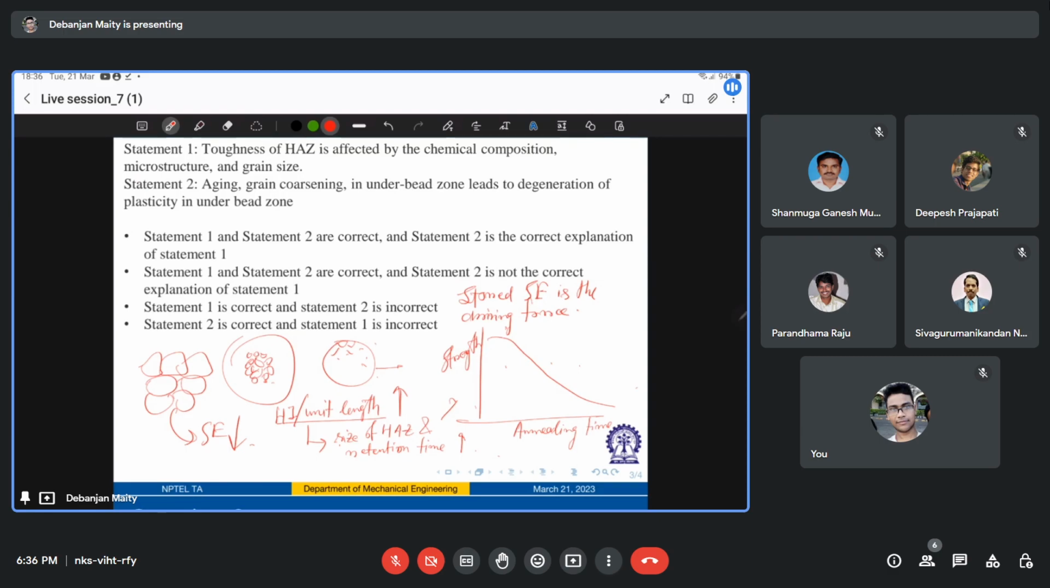And as I was saying, heat input per unit length is q by v. So depending on welding speed, your cooling rate also varies, and that can vary your microstructure.